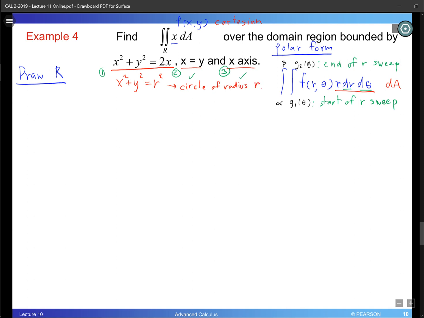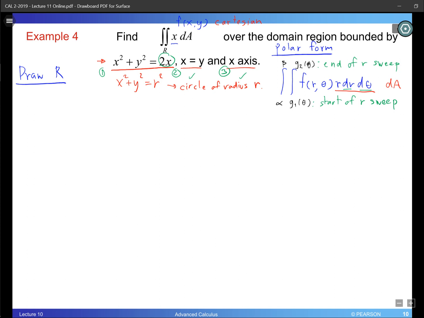Easy to draw. But then the equation that we have here is this: x squared plus y squared equal to 2x. We got something different right here. So we can't draw this by using this equation directly. So let's work on this equation a little bit more to make it more manageable in this problem.